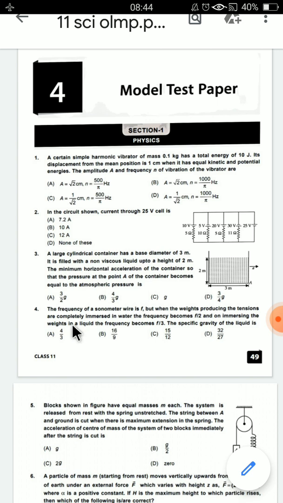Question number 4. The frequency of a sonometer wire is F.